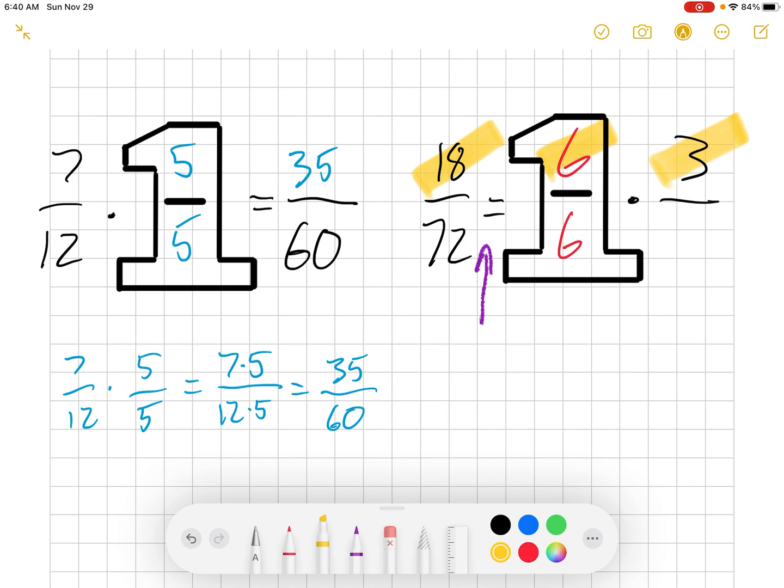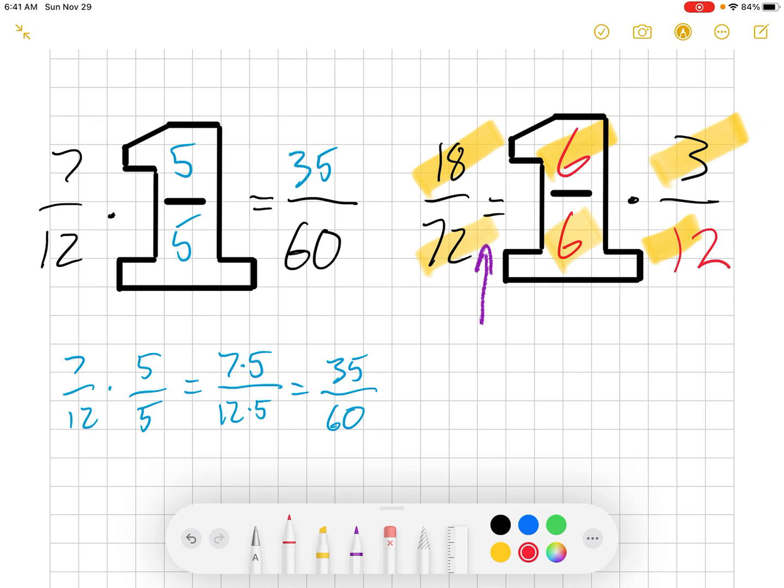I am now saying 6 times what number equals 72. Right? Now that gets a little trickier. It takes a little extra practice, right? But the answer is 12, right? 12 times 6 is 72.